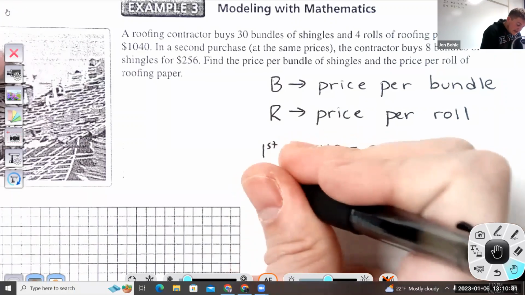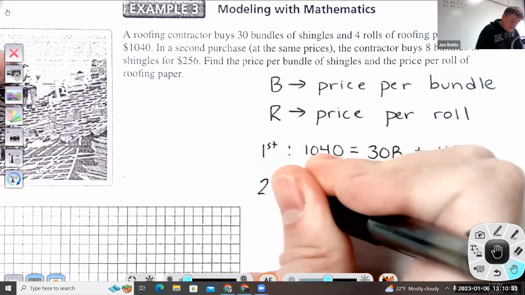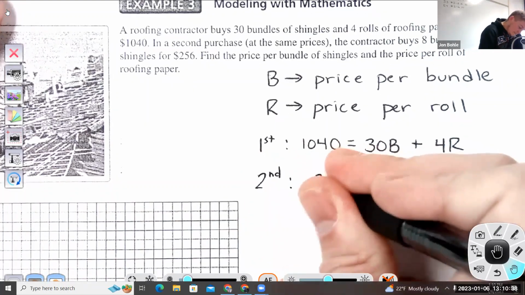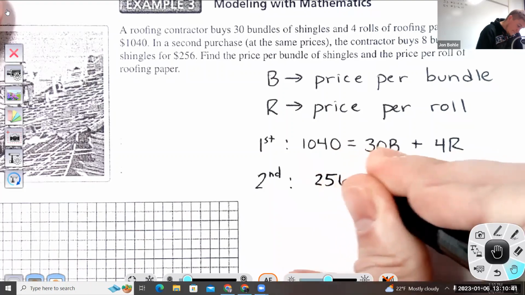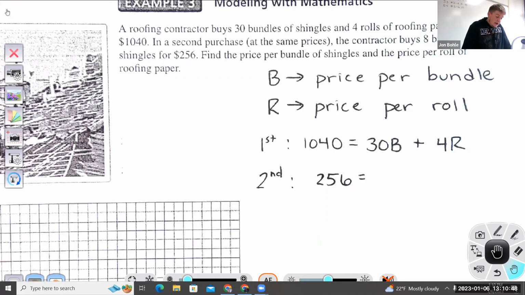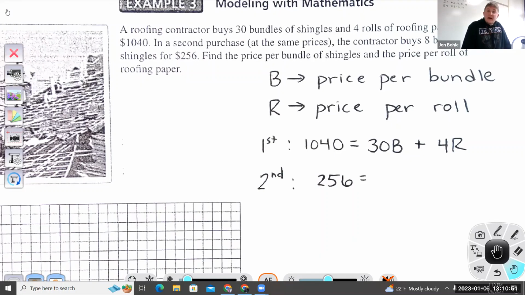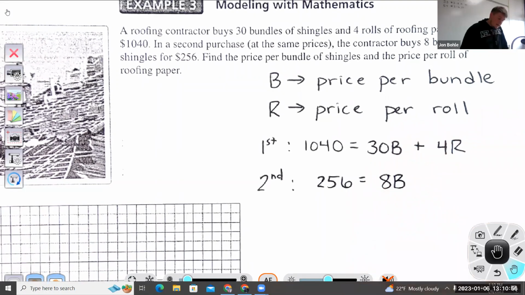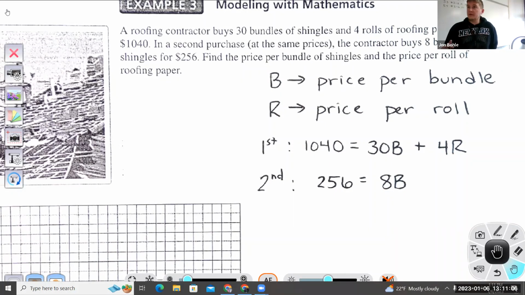Okay, now we want to discuss the second purchase. In the second purchase, how much money was spent? With the 256, that was made up of 8 bundles. So 8 bundles, how can I represent that? 8B. If this was a test question, you'd be at 3 out of 4 points. You wrote both equations accurately.